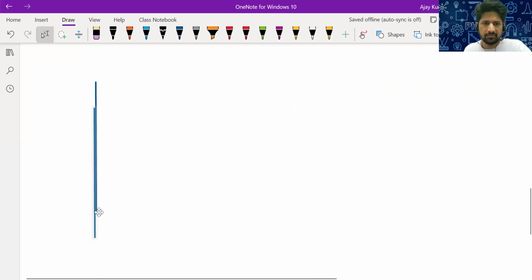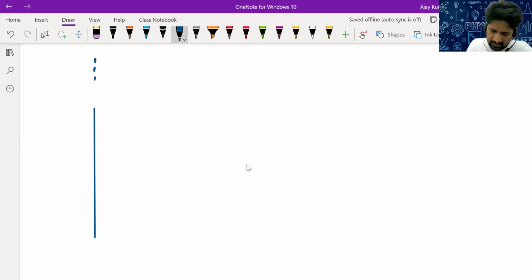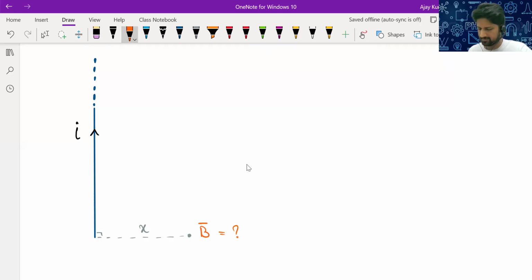Consider a semi-infinite wire. Semi-infinite means we are able to see one end of the wire, but the other end is at infinity. So consider a wire like this. Assume it carries a current I in the upward direction. Let's say there is a point here at a perpendicular distance x from one end of the wire. Okay. How much magnetic field does this wire produce at this point?